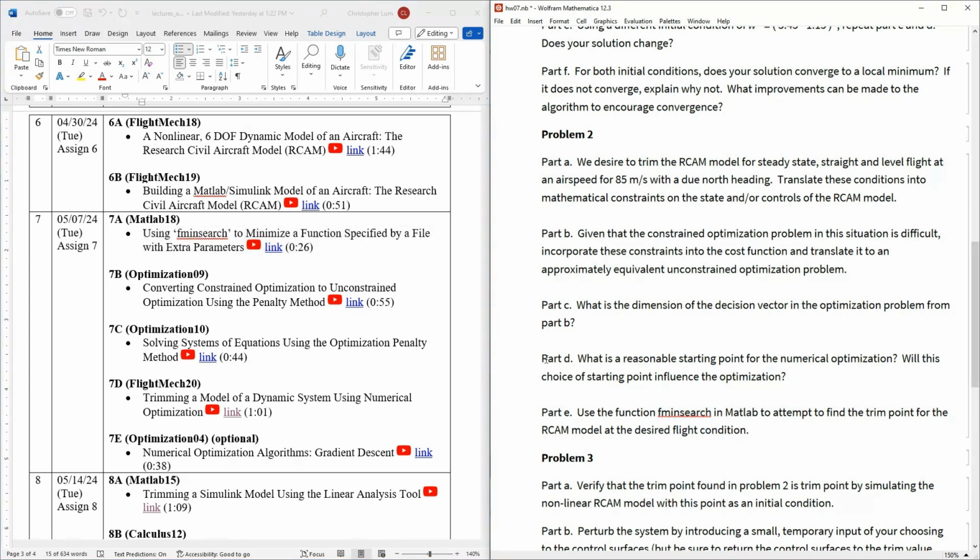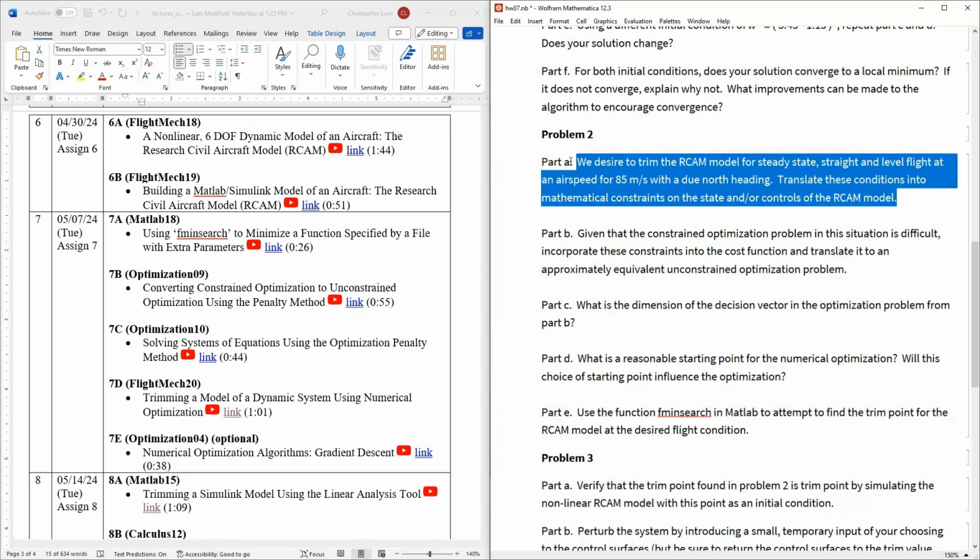The end product of problem two is, at the end of the day, in our case, 14 magic numbers. It's 9 states and 5 controls that if you apply these states and these controls to your aircraft, it should be flying at this condition that we stated here in part A, right? That's the deliverable of problem two: 14 numbers, okay?